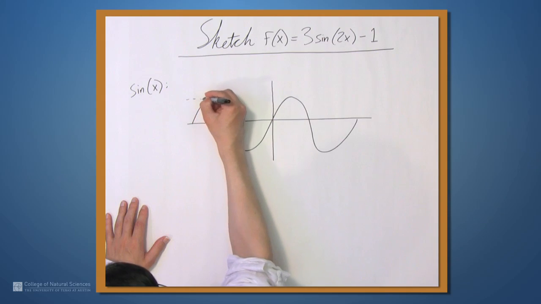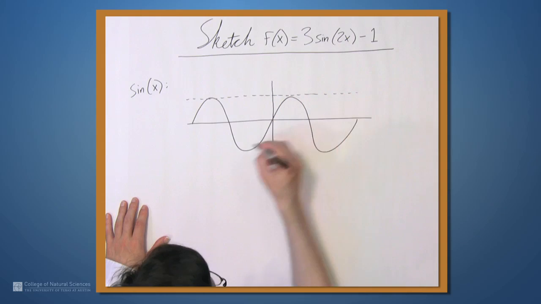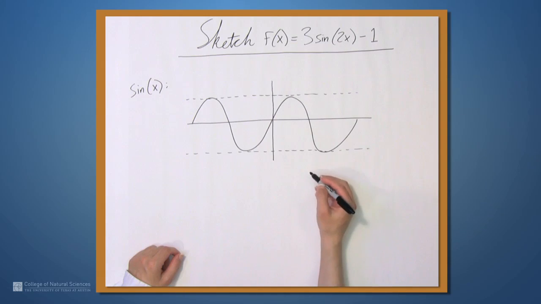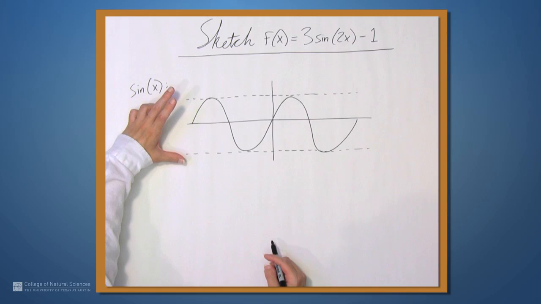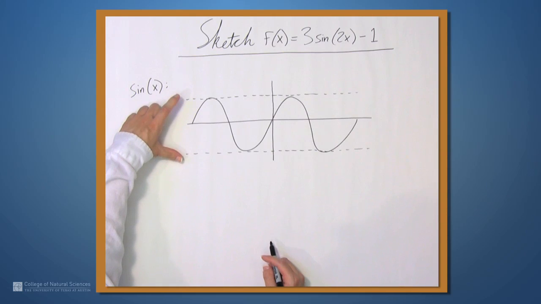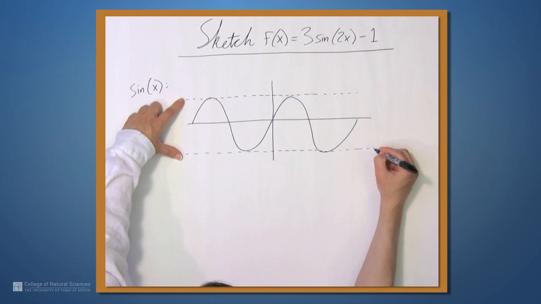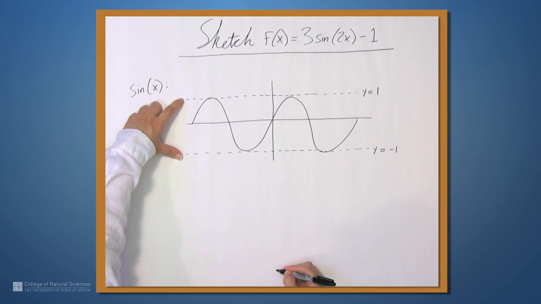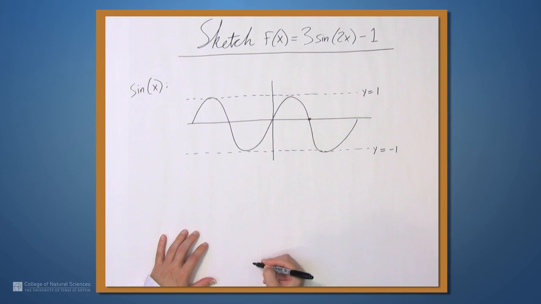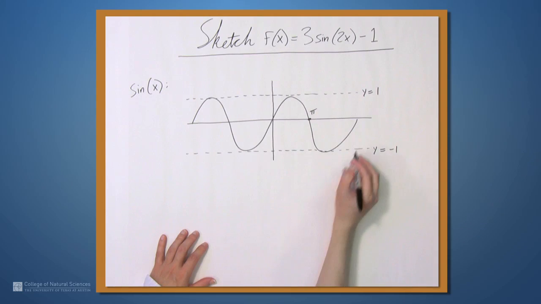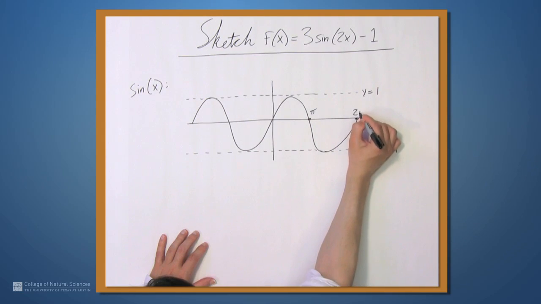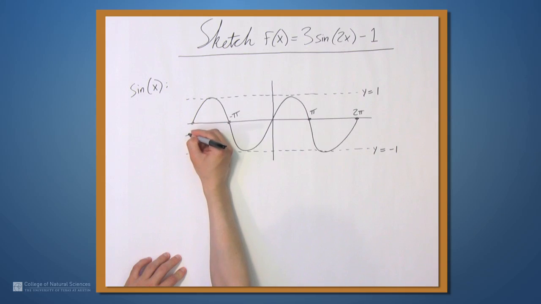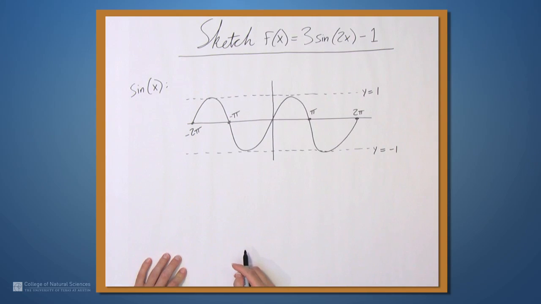And actually, if I had really been careful, I would have put these dotted lines in even before drawing the curve. So these dotted lines, it's 1 and negative 1, right? Sine values are only between negative 1 and 1. So this line on the bottom is y equals negative 1. The line on the top is y equals 1. This point here is x equals pi, so let's put a pi in there. And this one here is 2 pi. And likewise, on this side we have negative pi and negative 2 pi. All right, so this is the graph of sine.